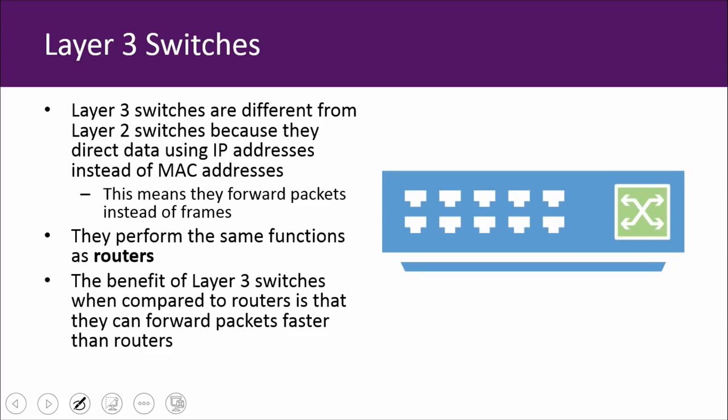Layer 3 switches are different from layer 2 switches because they direct data using IP addresses instead of MAC addresses, okay? So they forward packets instead of frames. They can perform all of the same functions as routers, but they're not routers, okay? The benefit here in using a layer 3 switch versus a router is that they can actually forward packets faster than routers. And detailing how this is done is a little bit beyond the scope of this course. But if you're interested, once again, take that initiative and go ahead and Bing it, right?